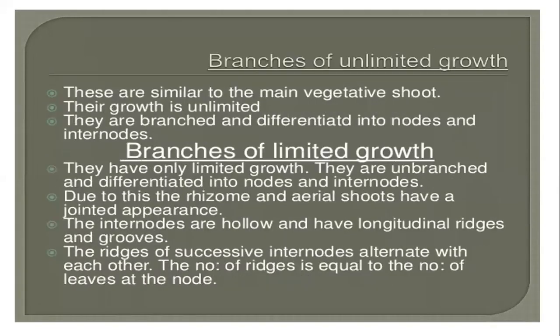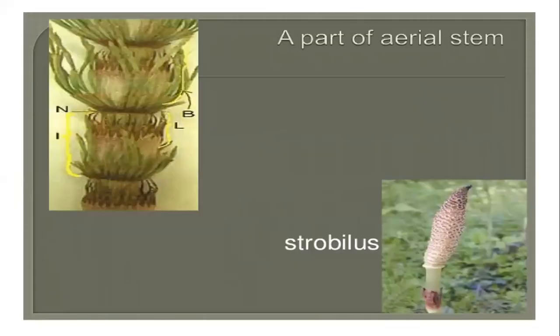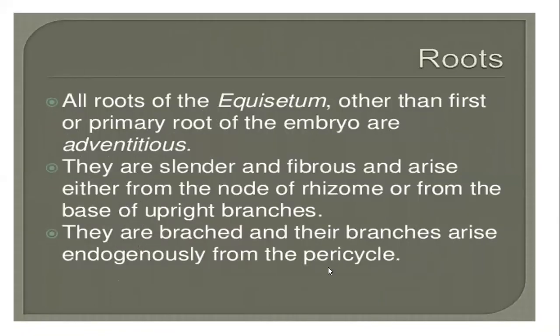So you can look into this structure here. These are the roots, which always develop from the base of the nodal region of the rhizome part. And the roots are of adventitious or fibrous type. They are branched, and the branches are endogenously developed from the pericycle. From the internal anatomy, I'll tell you what this is. So these roots are the branch.